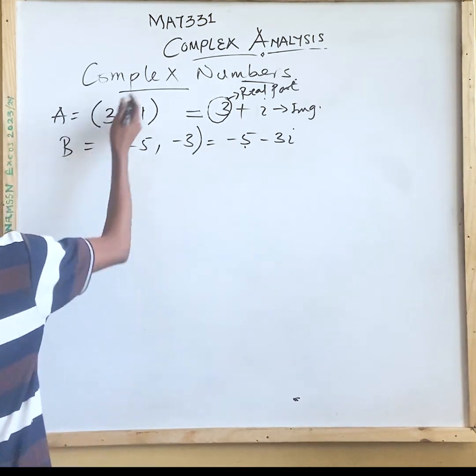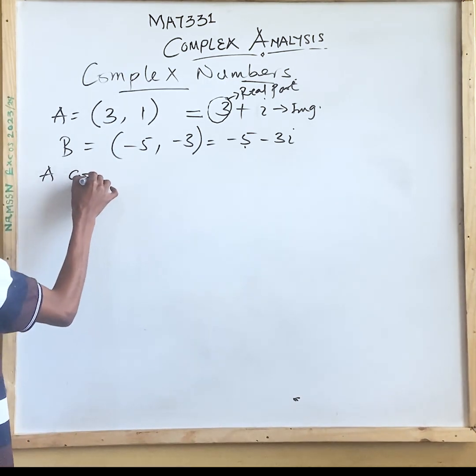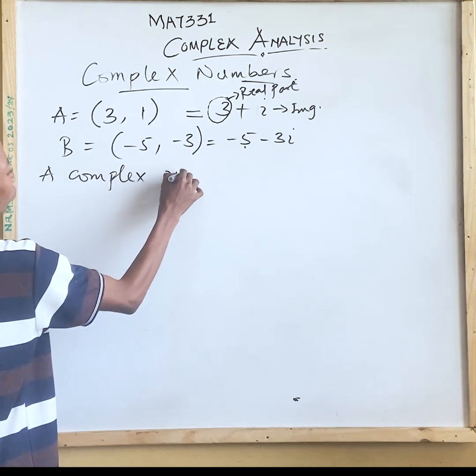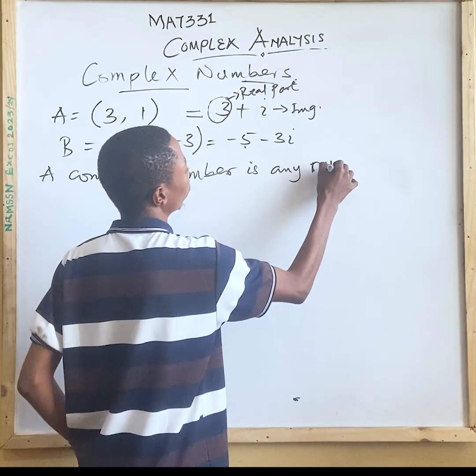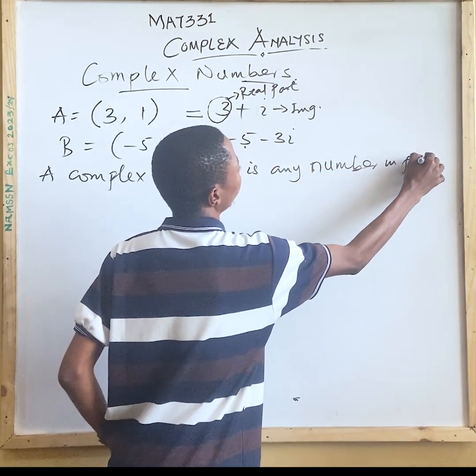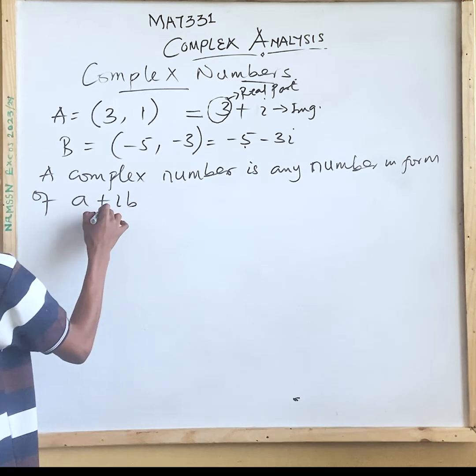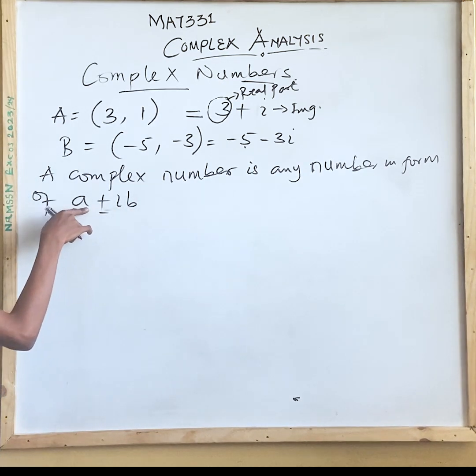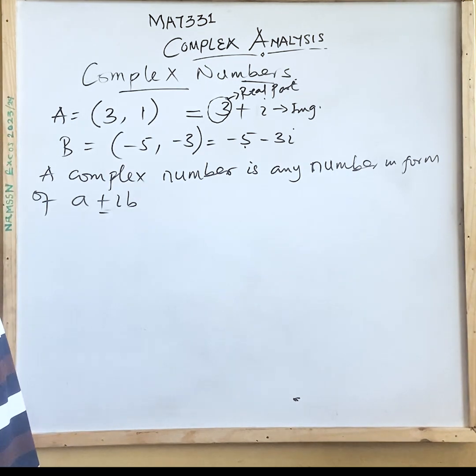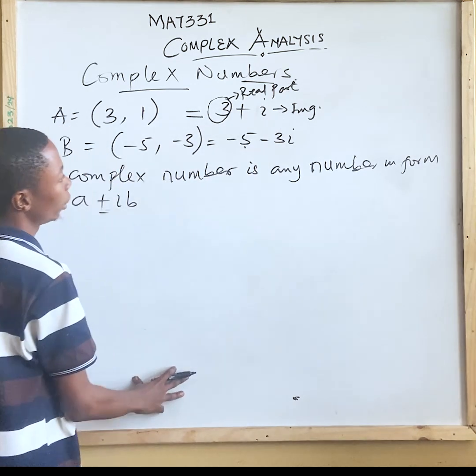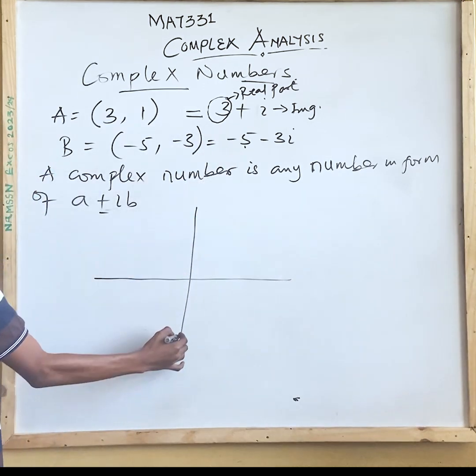And then we can now define a complex number as any number in the form of a plus ib or a minus ib, where a represents the x coordinate, that is the real part, and b represents the imaginary part. All these complex numbers, we can actually represent on the xy plane.